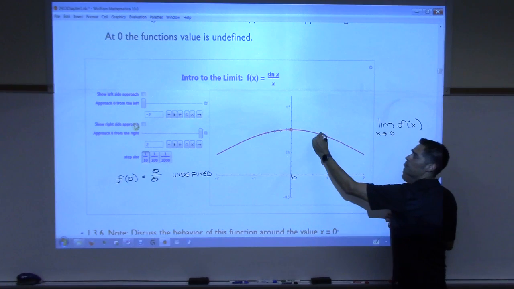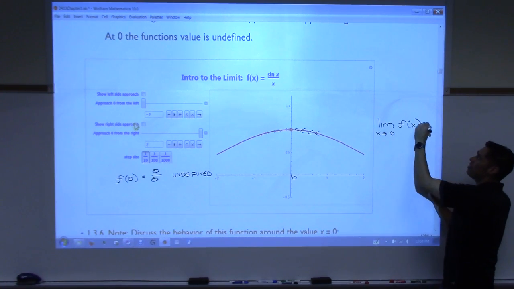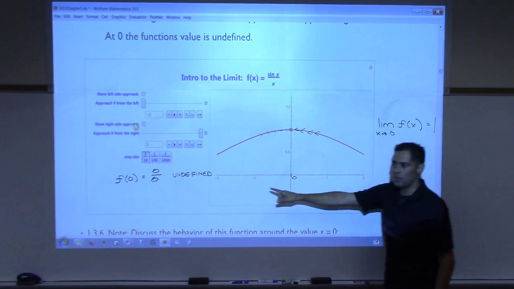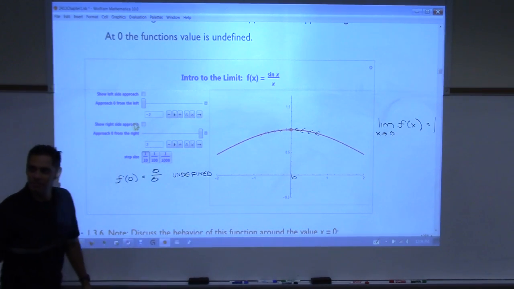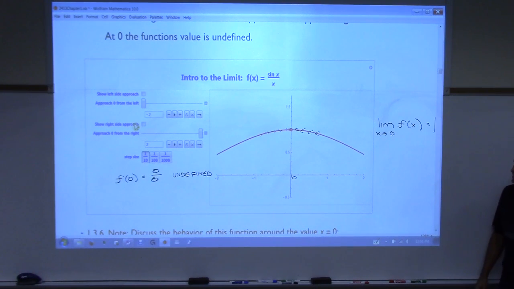And then the same thing happens from the right. It approaches a y value of 1. So the answer here is 1. Even though f of 0 is undefined, the limit as we approach 0 is 1. See, you feel better? Oh, yeah, good, good.